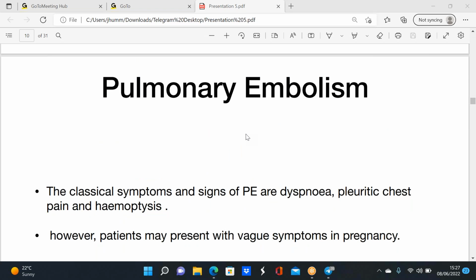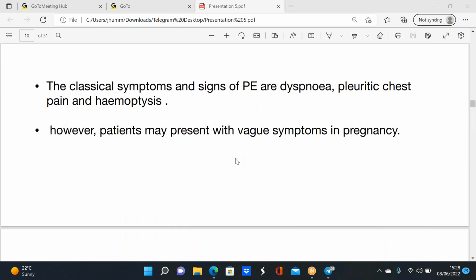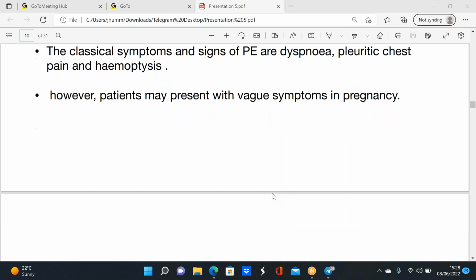Now the next is pulmonary embolism. The salient symptoms will be dyspnea, pleuritic chest pain, hemoptysis. Okay, and it's written that sometimes the patient may present with some vague symptoms in pregnancy. So you need to be a little vigilant about these kind of symptoms related to the chest or some breathing difficulty, as it could be a sign of pulmonary embolism.